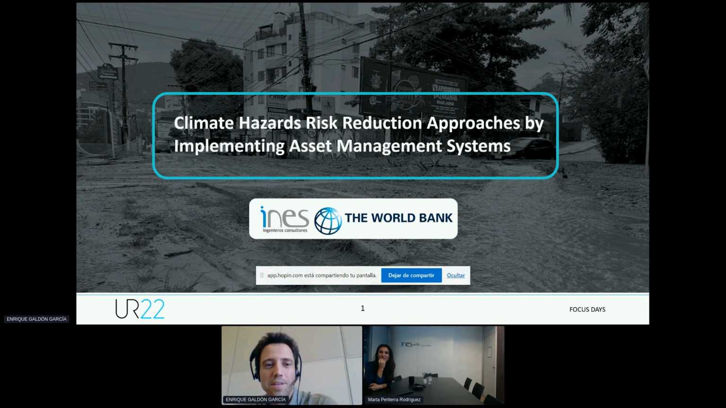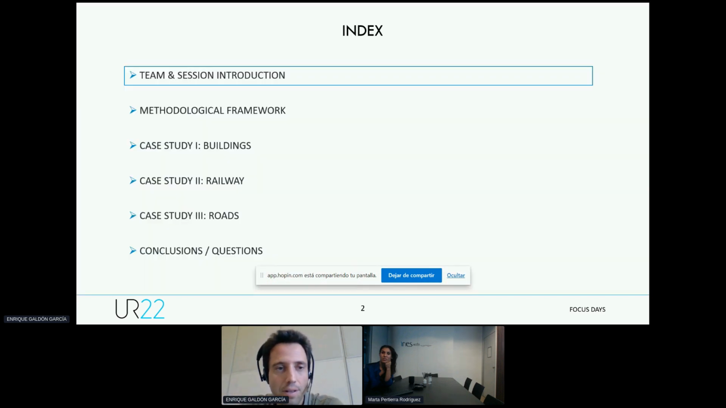So today's session, we're going to talk about how, by implementing asset management systems, we can reduce the risk caused by climate hazards on different types of infrastructure. This session is organized by INES, which is a Spanish engineering company, together with the collaboration of the World Bank. And the theme that we're going to be following for this session is basically this one.